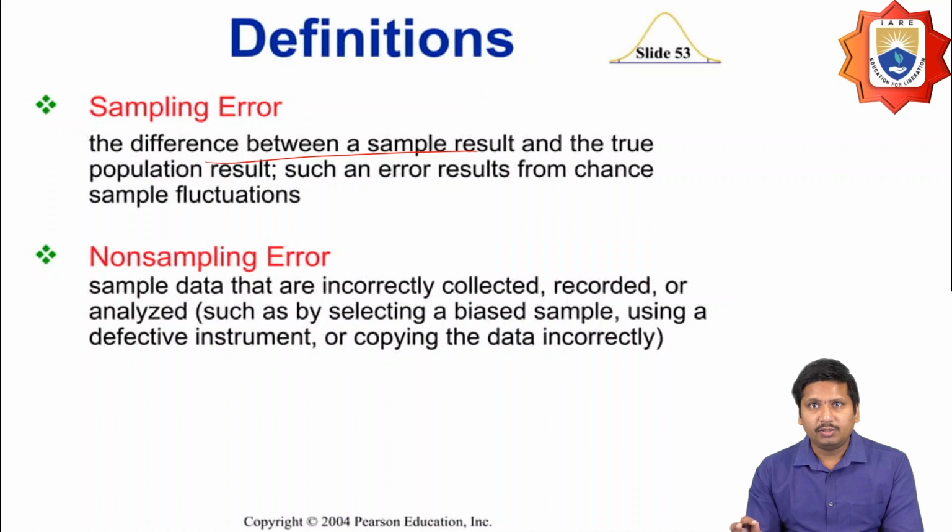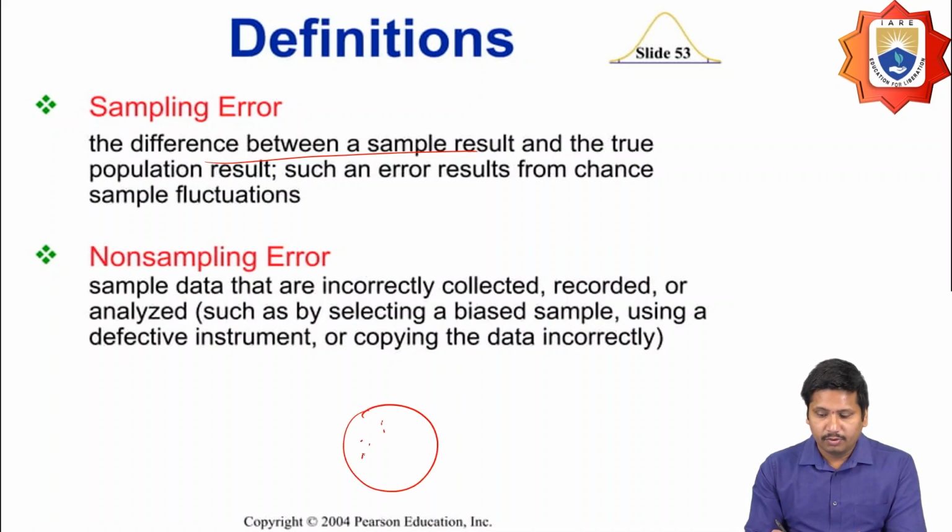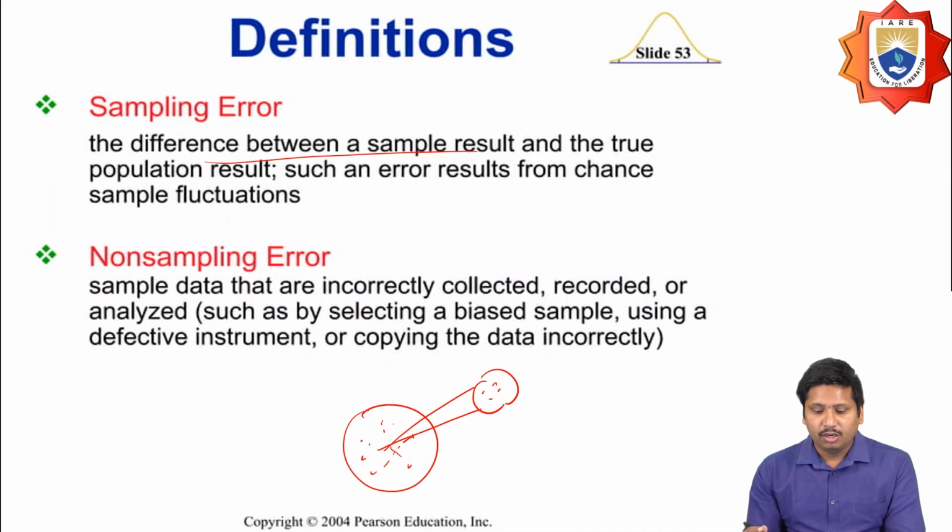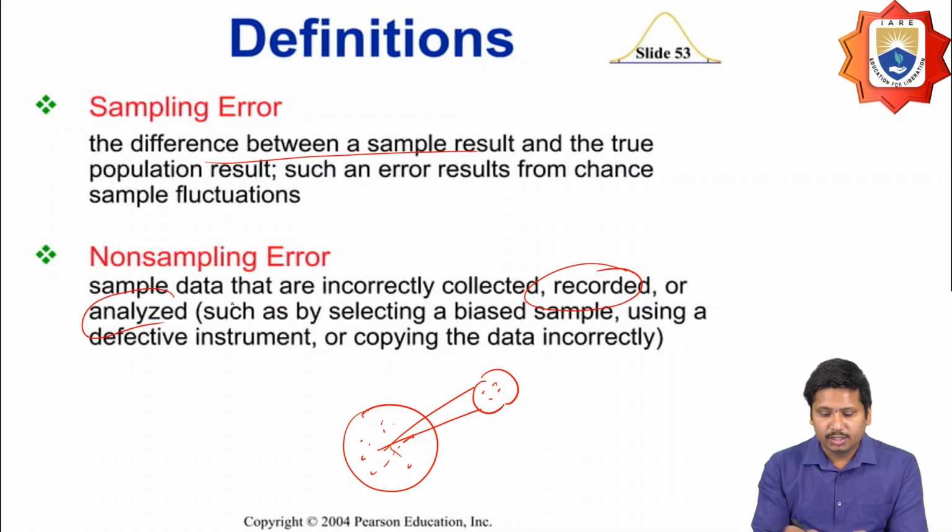So sampling error means there is a difference between the sample result and the true population result, the error that comes while drawing the sample from the true population. There may be a chance of getting these results due to some fluctuation, and that is sampling error. Non-sampling error means the sample data is incorrectly collected, incorrectly recorded and then analyzed.